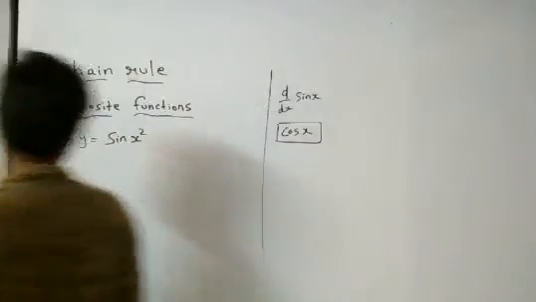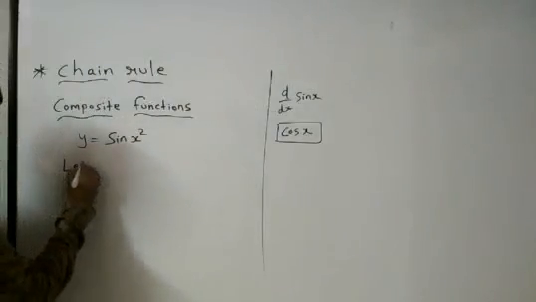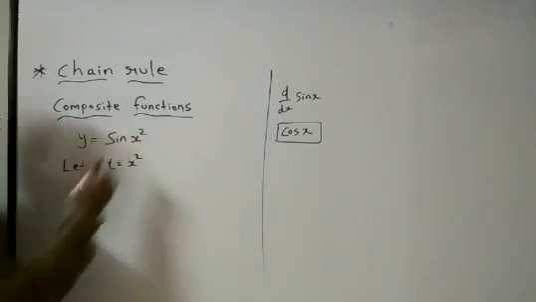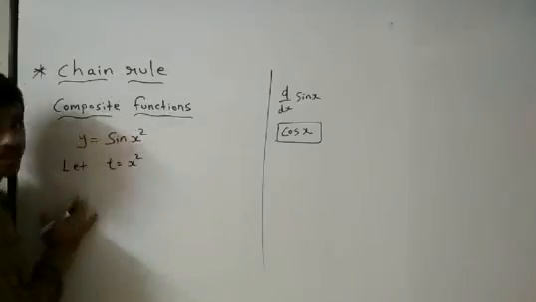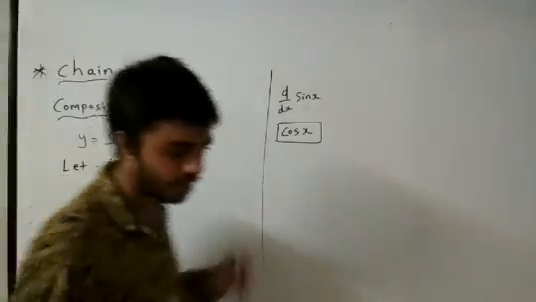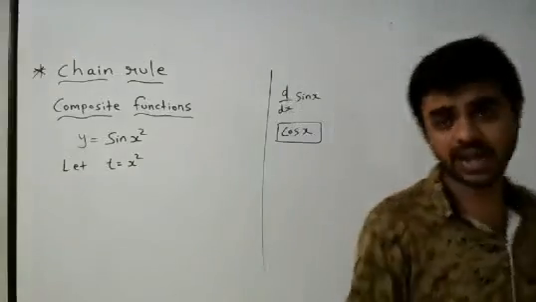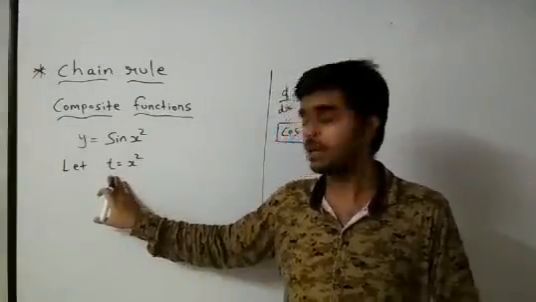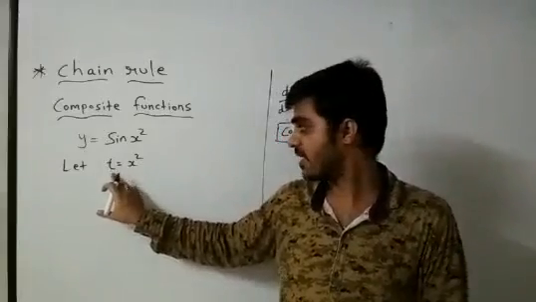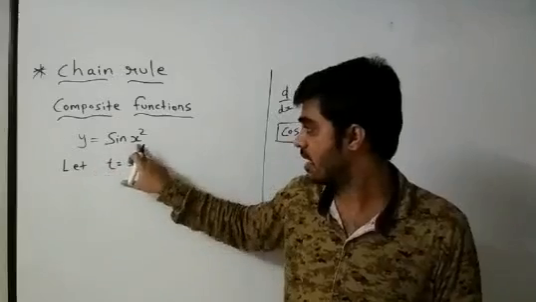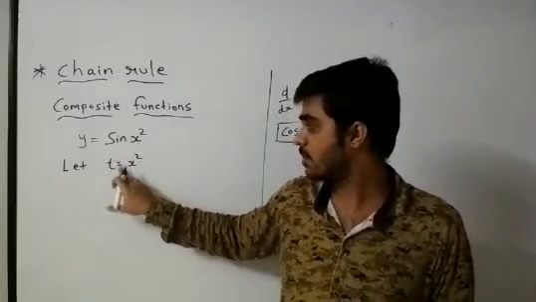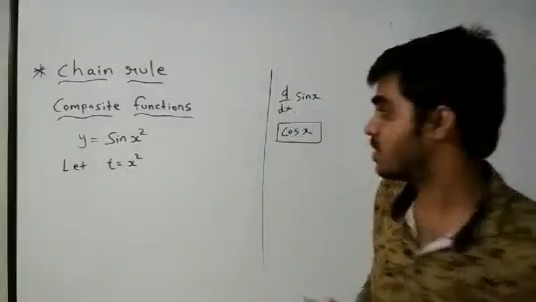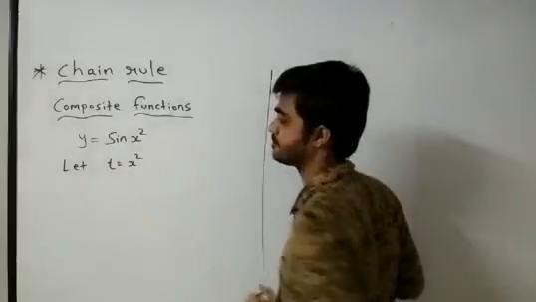We can do one thing. Let us assume t is equal to x square. This x square you can assume as any letter. I have assumed that let x square is equal to t. Here you can write p, q, r anything. Okay, but here instead of t, this x square is x square only. But here I have assumed one letter t is equal to x square.